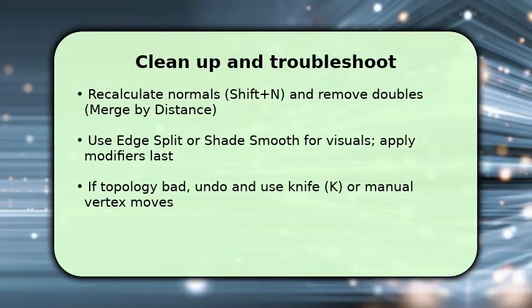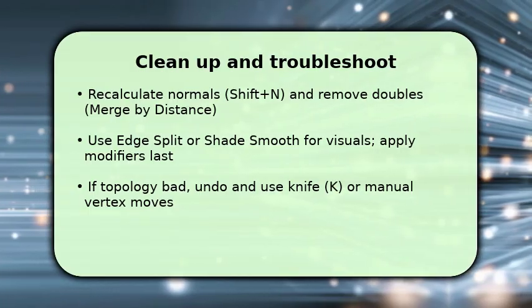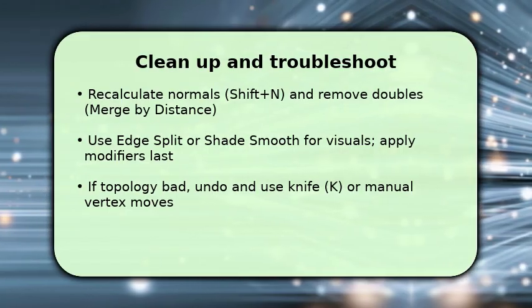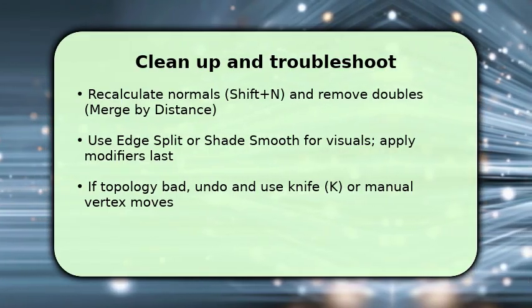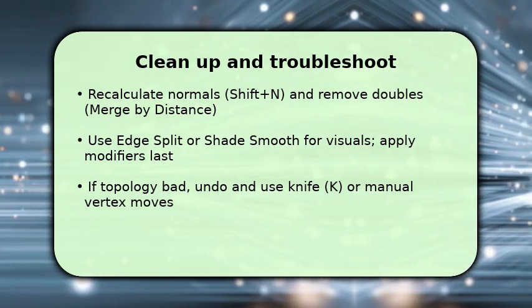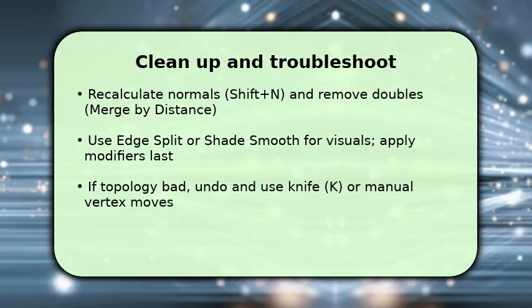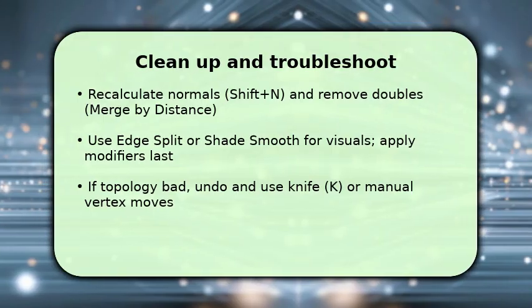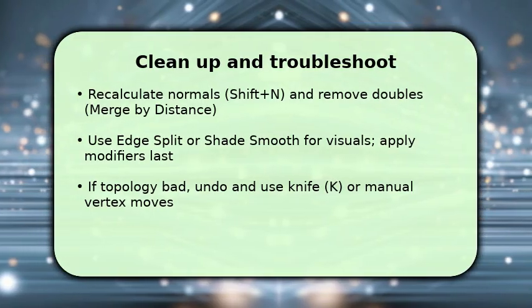If you encounter twisted faces or non-manifold errors, undo to the last good state and use the knife tool or manual vertex moves to create controlled cuts rather than forcing bridges. One key tip: if bridge produces unexpected faces, invert one loop's direction, select loop, Ctrl+F flip normals, and retry. This fixes many alignment issues.